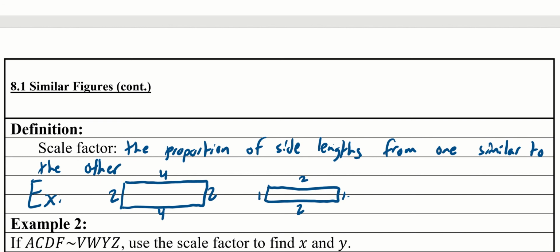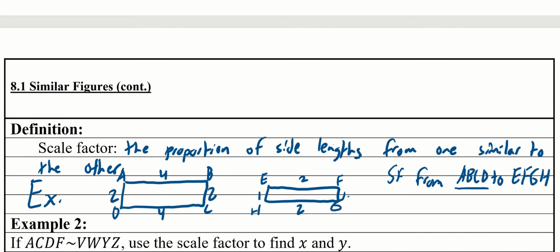Okay, the scale factor here, if I'm going to name these, let's say A, B, C, D, and E, F, G, H. Scale factor is going to go in the order that it's written. So if I ask for the scale factor from A, B, C, D to E, F, G, H, it means I'm going to write the side length for A, B, C, D first, and then E, F, G, H for the second one. So we can choose side lengths here. It doesn't matter which ones we choose.